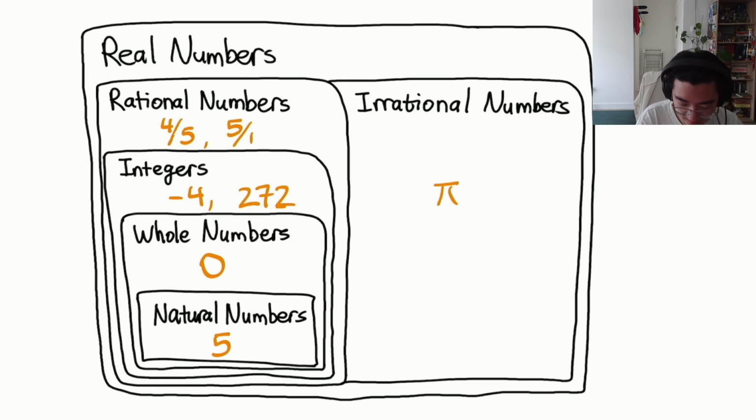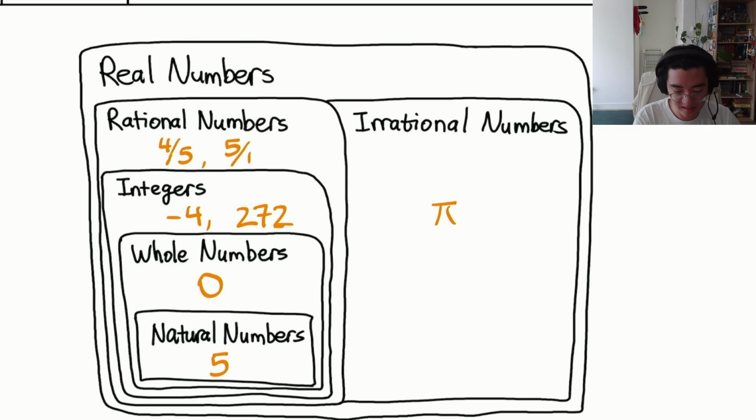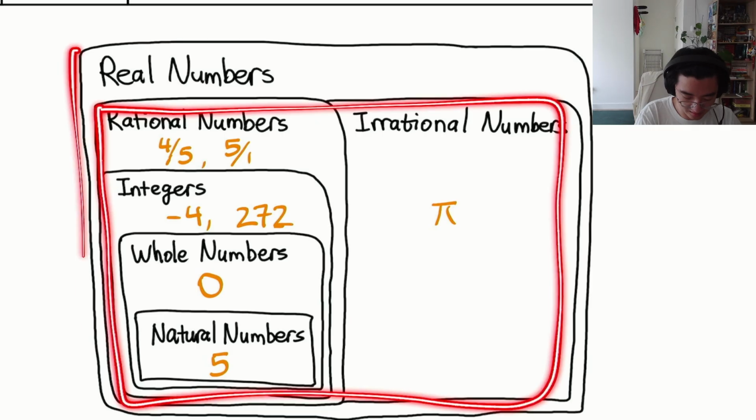Irrational, once again, things like pi. Very different. But all of this, all the rationals and irrationals, is considered a real number.